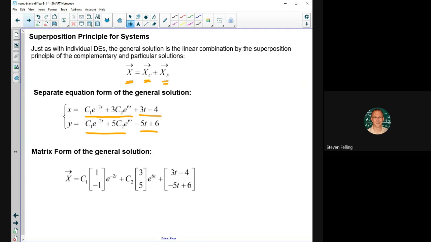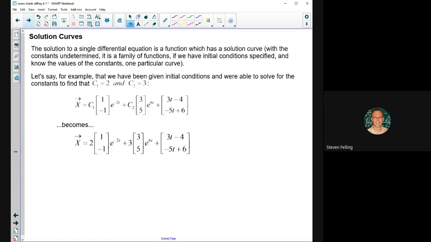All right, so we can go back and forth between separate equation form and matrix form, whether we're talking about the system or the solutions of the system. Now let's talk about how we graph the solution, because the solutions are functions, so they can be graphed as function curves. If we have a single differential equation, then typically we have y as a function of x, and we graph that on the xy plane to get the solution curve. We have a whole family of curves, and then if we're given an initial condition, like one particular point, we pick one particular one for the solution curve.